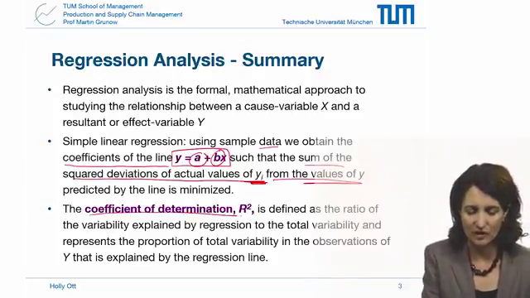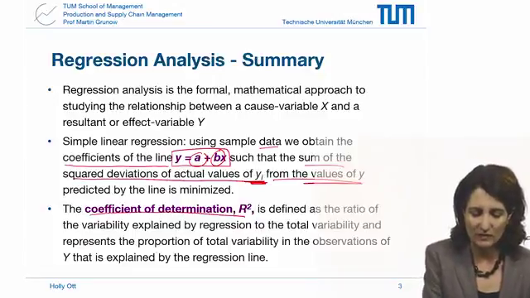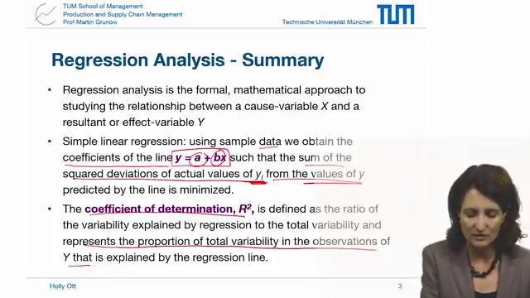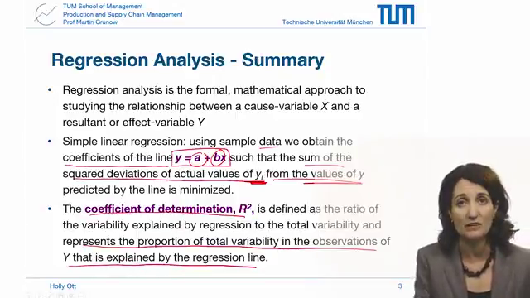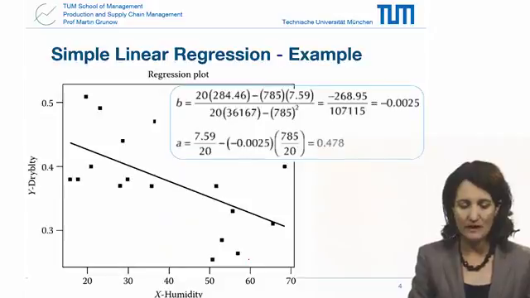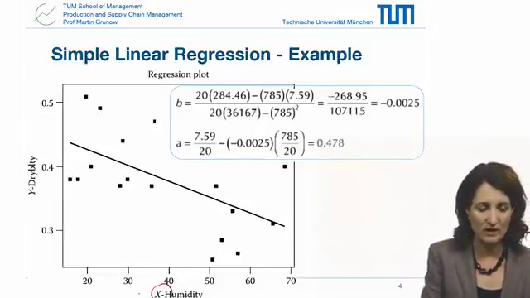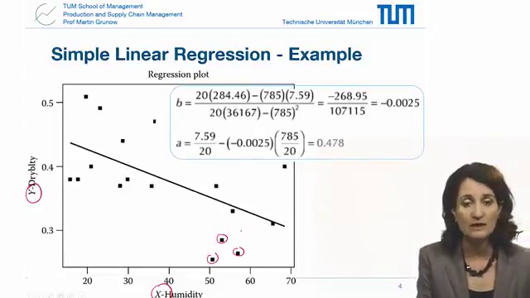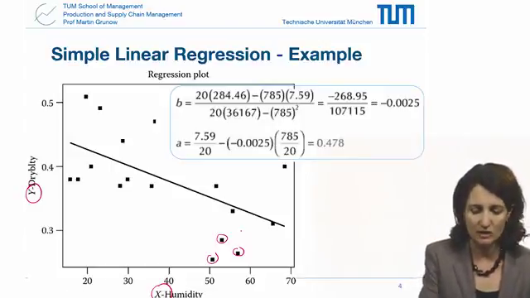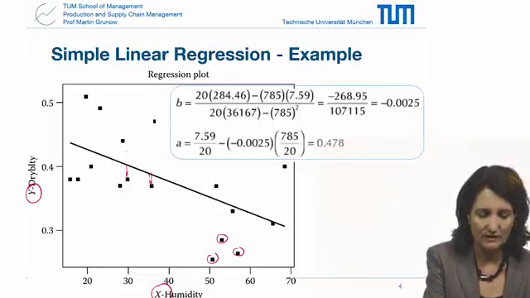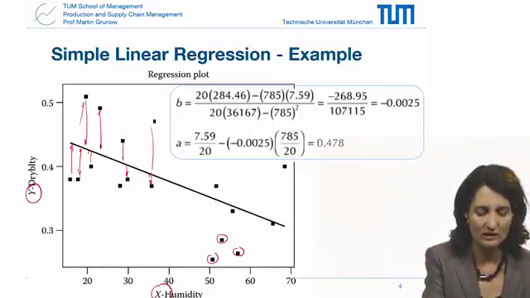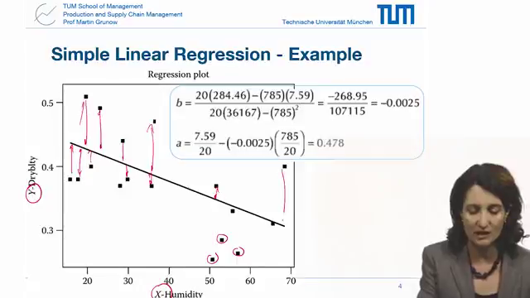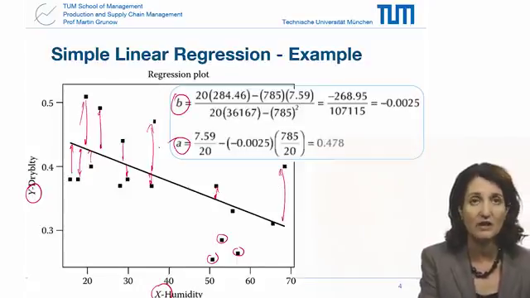We also had the coefficient of determination, r squared, as we just said, representing the proportion of total variability in the observations of y that is explained by the regression line. And we had an example. Here we have our x values, and here are y values, and we had data points for each of these, so we knew exactly for every x what y occurred. We wanted to model this. So we did our least squares method, and we came up with a line that would model these residuals, the sum of the square distances between each of the points and the actual line. And we had equations to calculate a and b.